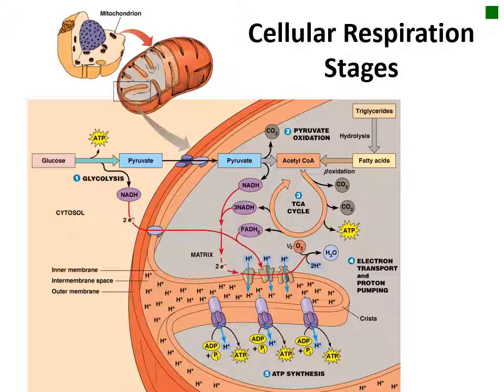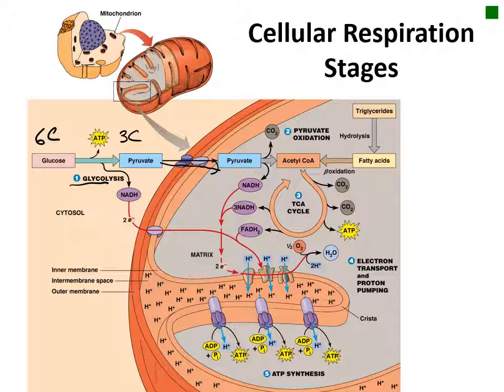The first stage of cellular respiration is called glycolysis. It occurs in the cytosol of the cell and is considered anaerobic, meaning it does not require oxygen. Glycolysis involves the oxidation of glucose, a 6-carbon sugar, to pyruvate, a 3-carbon sugar. Pyruvate is then transferred into the mitochondria, where stages 2 through 4 will occur. These stages are all considered aerobic. They require oxygen in order to occur.